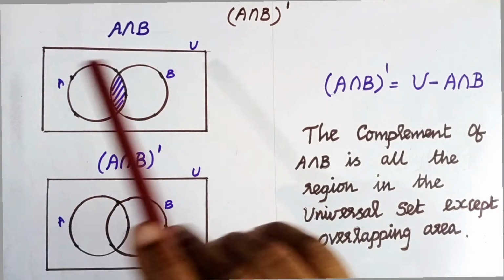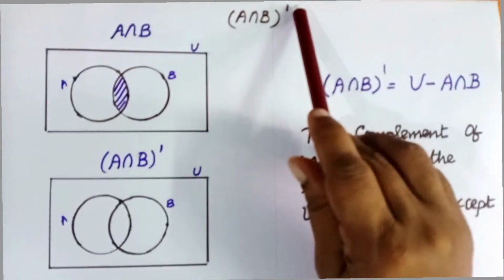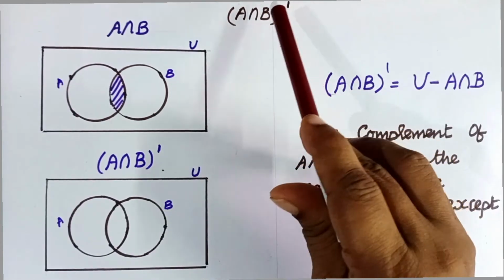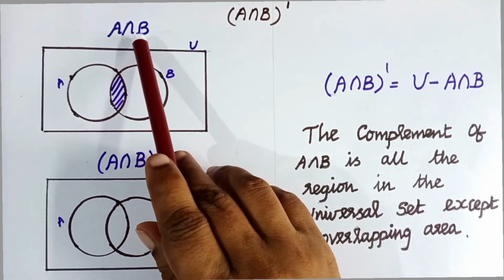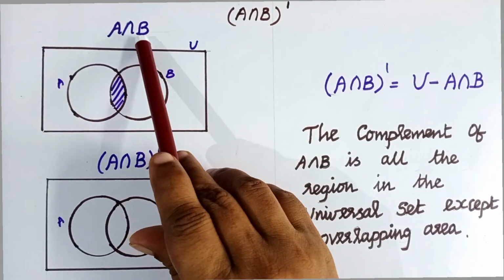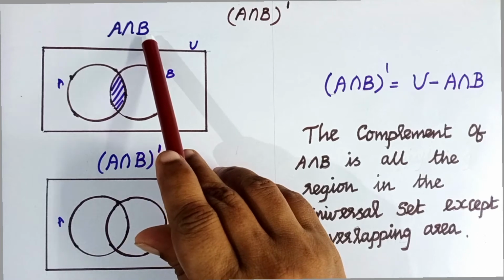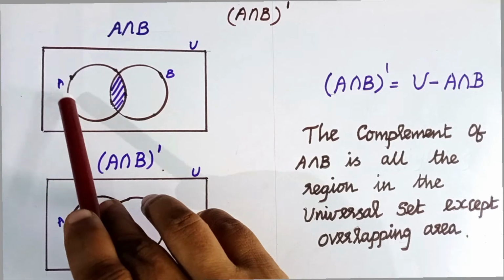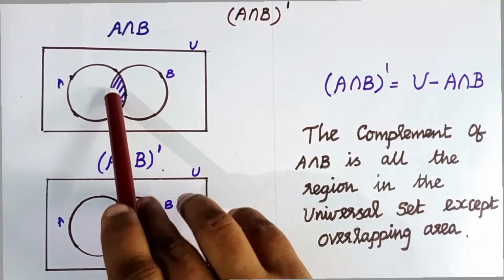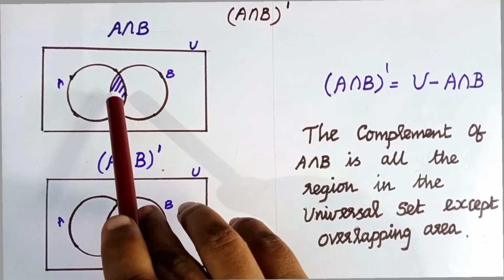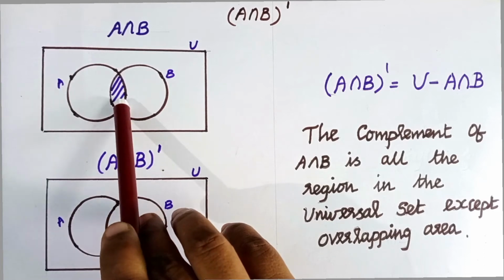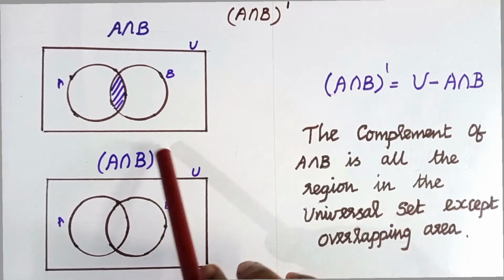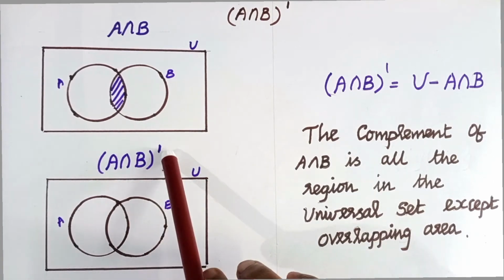The third operation is A intersection B whole dash. A intersection B whole dash means, you know, the complement. So first we have to find A intersection B. That is, we have to shade the A intersection B portion. Intersection means the common region for both the sets A and B. There, this overlapping area I already shaded. This is the A intersection B part. Now I have to shade A intersection B whole dash, that is A intersection B complement.